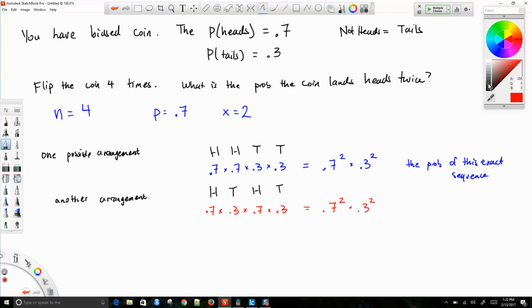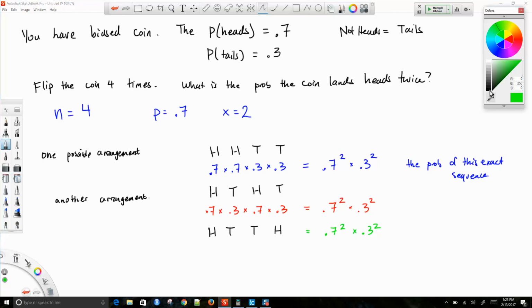Okay, and then here, I'll list off a few more arrangements. I'll have heads, tails, tails, heads. And what is the probability of this one going to be also? It's going to be the same, right? Because we've got 2 heads and we've got 2 tails. So this probability will also be 0.7 squared times 0.3 squared.